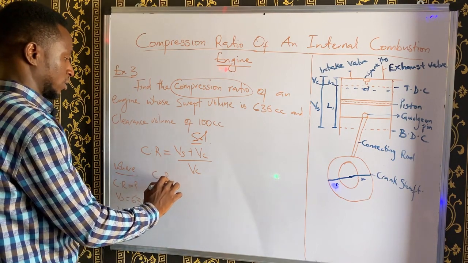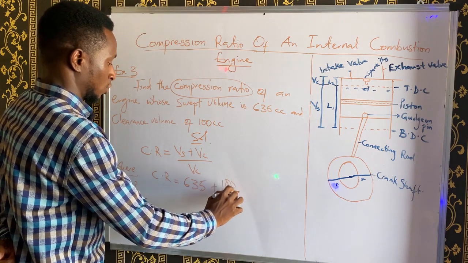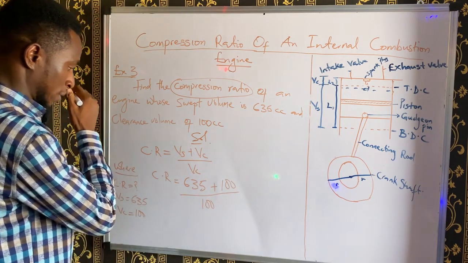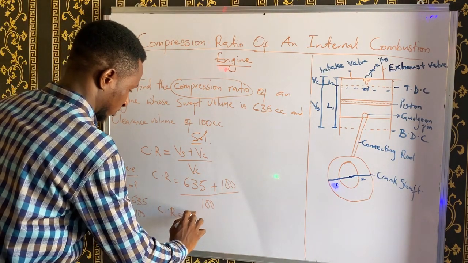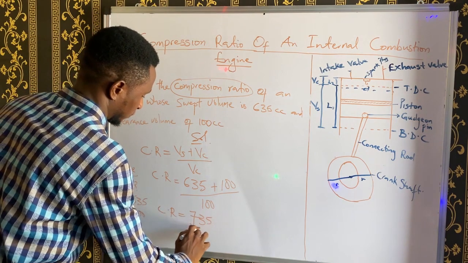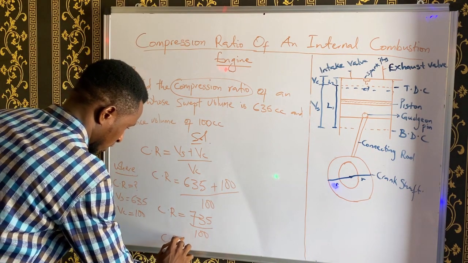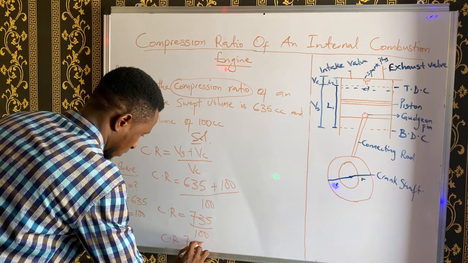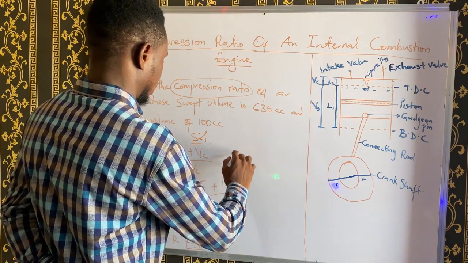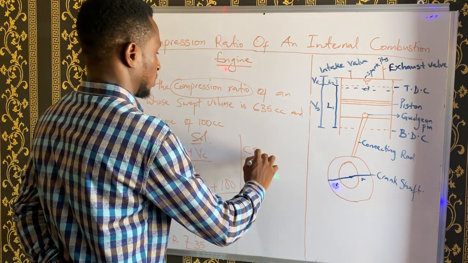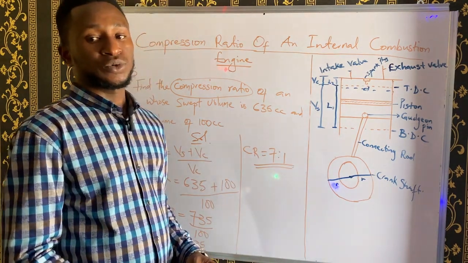So we have CR equals 635 plus 100 divided by 100. We are going for the addition first. So we have CR equals 735 divided by 100. And this will give us CR as 7.35 over 1. Let's approximate it. CR equals 7:1. And this is the compression ratio of this engine.